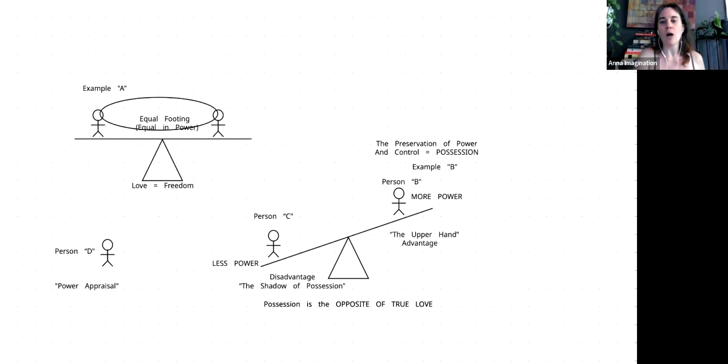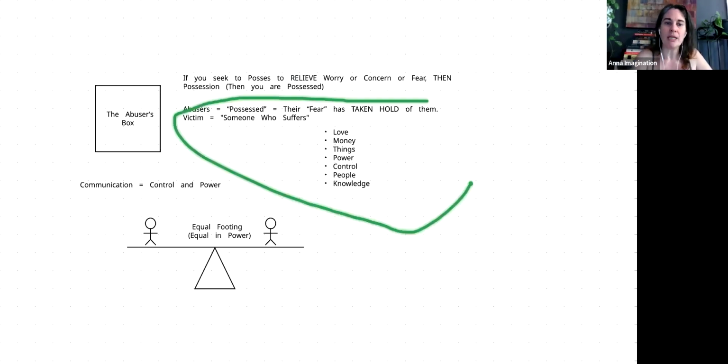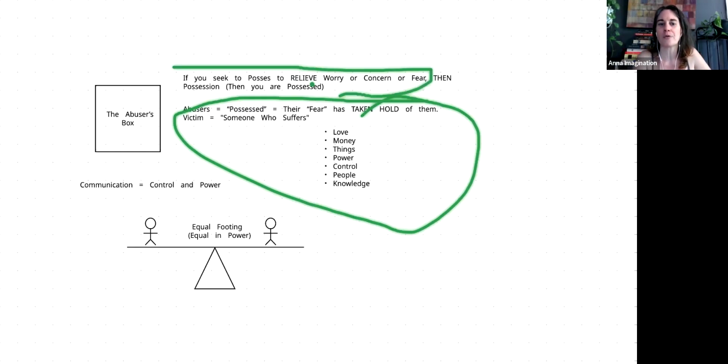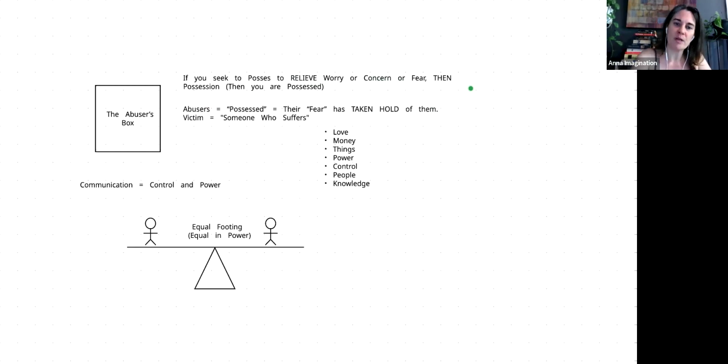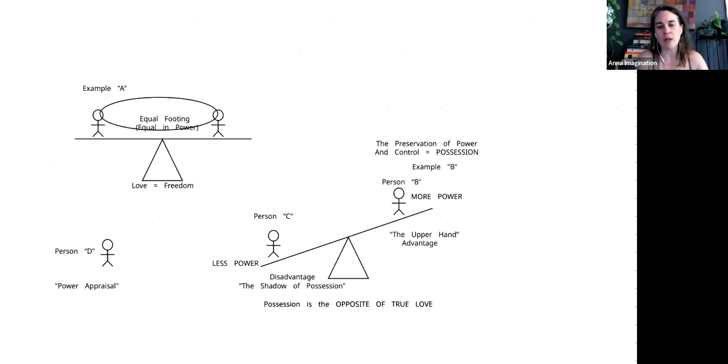And what it comes down to is fear, just fear. We're going to go back over to this example. It is all about that. Remember, if you seek to possess, to relieve worry or concern or fear, you're a B. If you seek to possess, to relieve, you're a B. Because a C will not. Subs, if you are at all into BDSM, this is where the sub is. 100%, this is where the sub is.